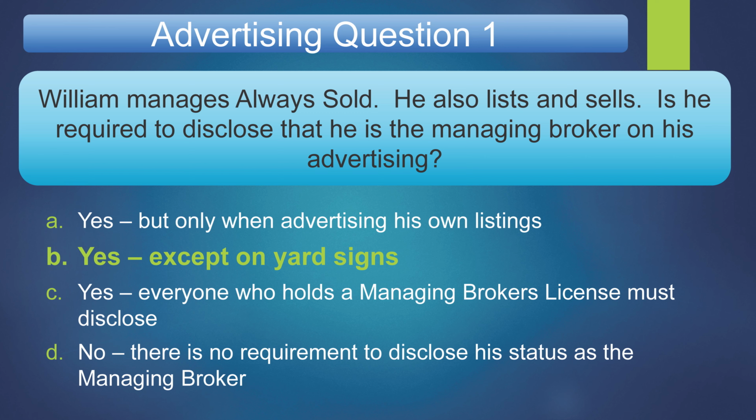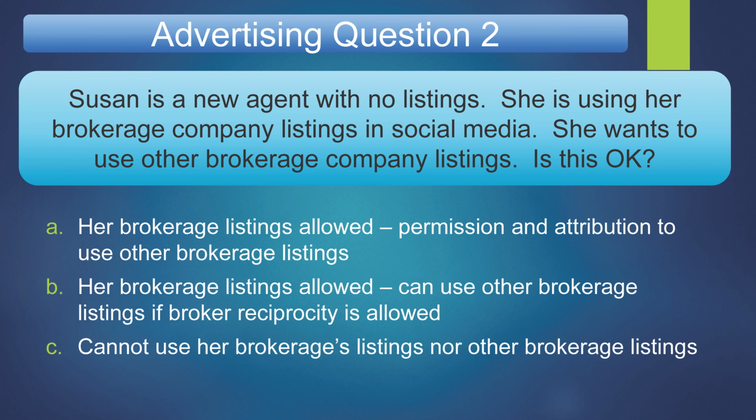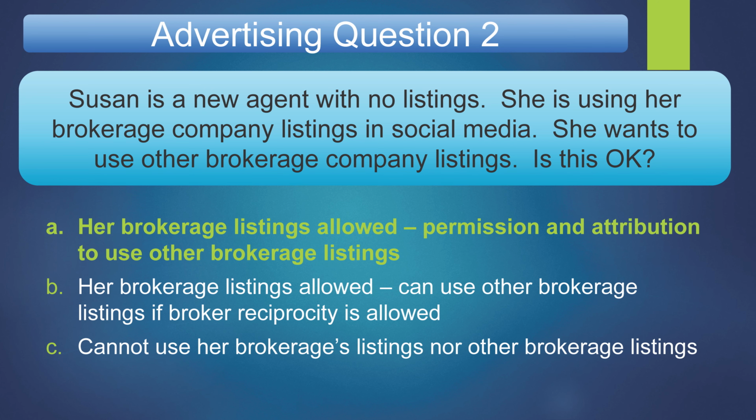So he would have to put it on any paper advertising, on the internet, even on his business card. Okay? Question number 2. Susan is a new agent with no listings. She is using her brokerage company's listings in social media. She wants to use other brokerage companies' listings as well. Is this okay? And the correct answer would be her brokerage listings are allowed, and she must have permission and give attribution to be able to use other brokers' listings.